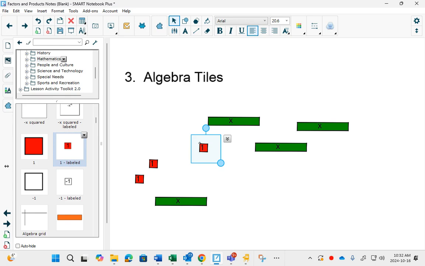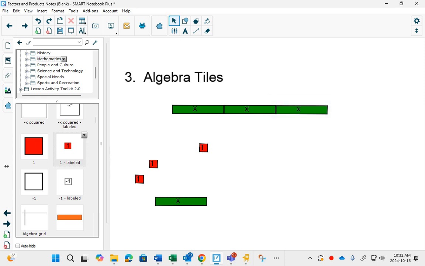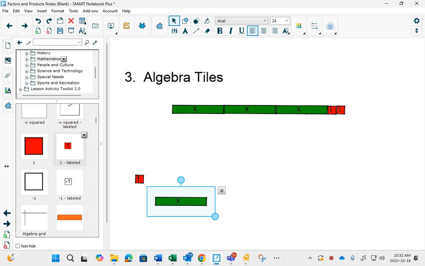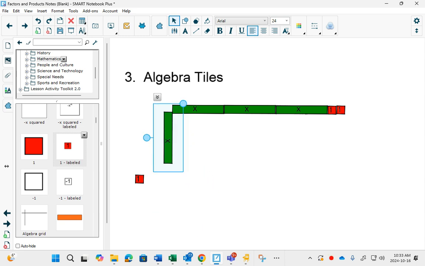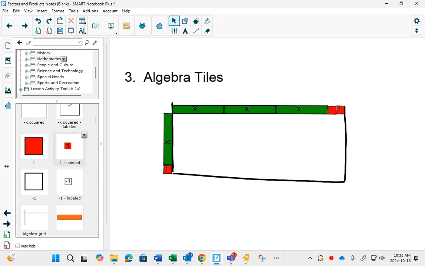So you take your 3x plus 2 and you line that up. It's very similar to the chart method. You take your 3x plus 2 and line that up on one side. And you take your x, which we'll have to rotate, plus 1, and line that up on the other side. And that makes a big rectangle. And we have to fill that rectangle up.